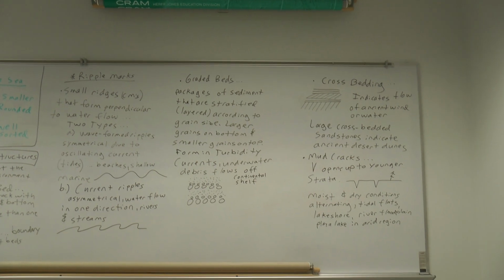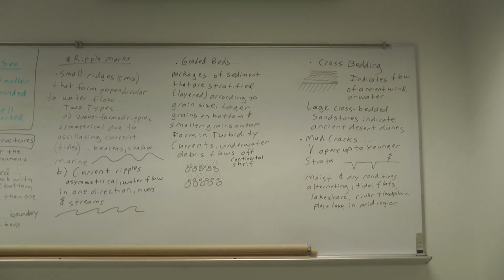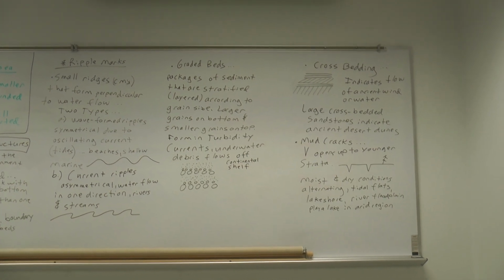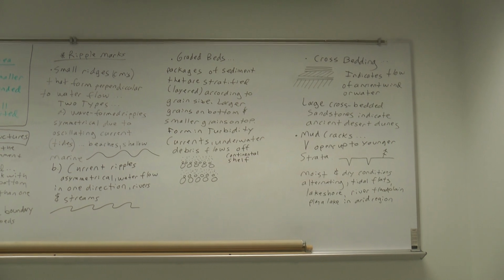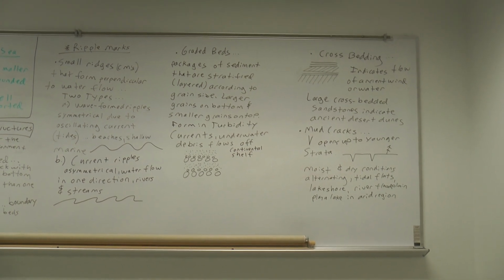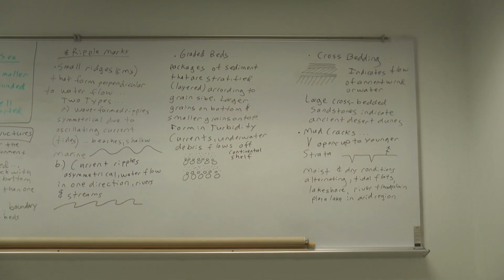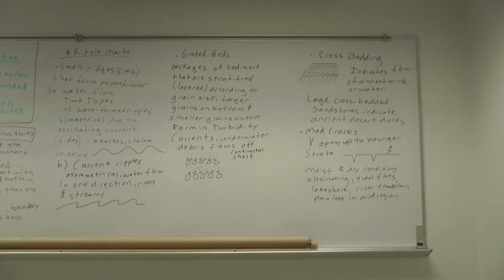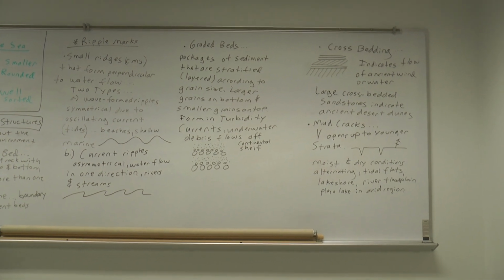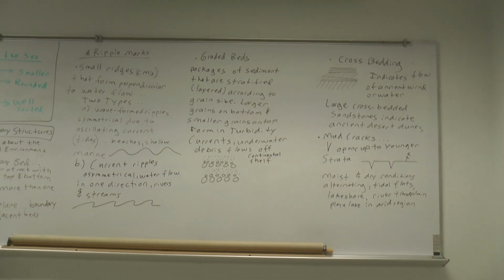Next we have graded beds. These are packages of sediment that are stratified or layered according to grain size. Which means what? That you have larger grains on the bottom and smaller grains on the top and intermediate in between. They form in something we refer to as turbidity currents, which are underwater debris flows off of the continental shelves. So I have drawn there, you see there in that stratigraphy column, we see two different packages of graded beds. So what does that tell us?